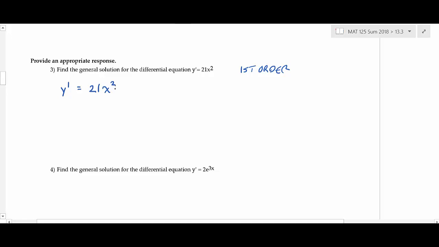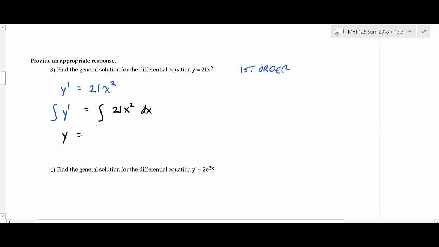Now what we're going to do is, the opposite of a derivative is the integral. So we're going to find the antiderivative by doing an integral. We're going to do the integral of y prime, and on this side, the integral of 21x squared. First of all, the antiderivative of y prime is just y. So you would end up getting y.